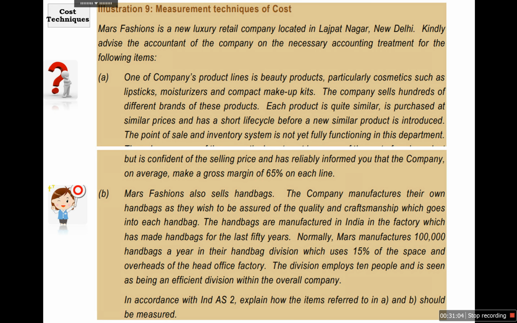We can use only FIFO and weighted average, and entities shall use the same cost formula for inventories having, as we have discussed, similar nature and usage. If these are held at different geographical locations but are of similar nature and use to the entity, a different cost formula cannot be used for inventory valuation purposes. So different inventory formulas can be used only based on the nature and usage. It cannot be based on the geographical location.